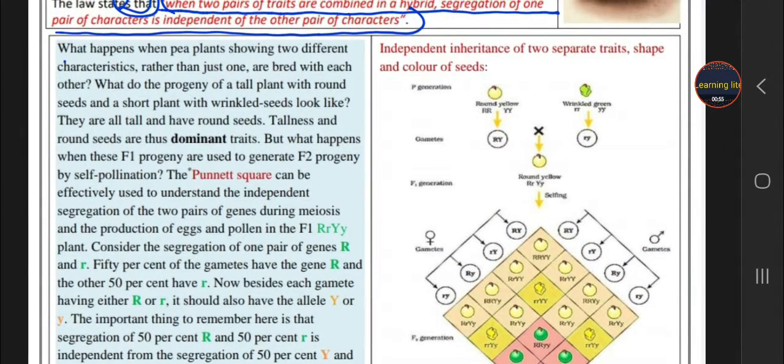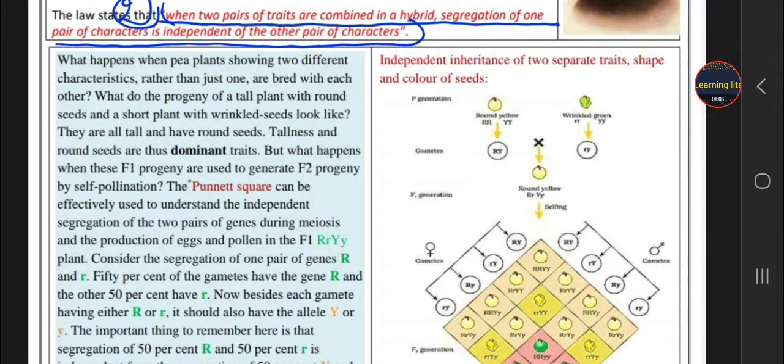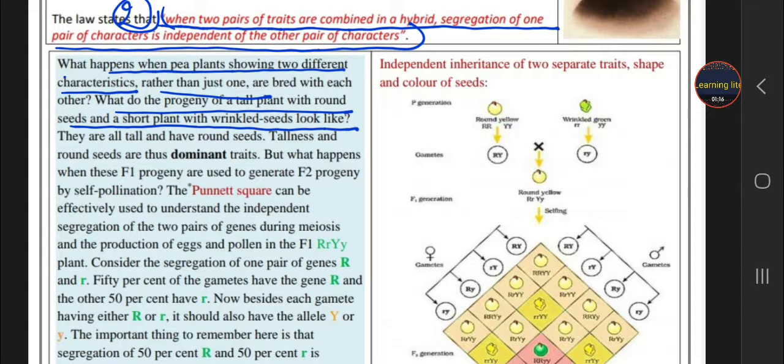Now let's move to the dihybrid cross and how we are able to perform that dihybrid cross in an easy Punnett square. What happens when the pea plant shows two different characters rather than just one? What do the progeny with round seed and the short plants with the wrinkled seed look like? So there are so many questions, students, but we know the tallness and the round seeds are dominant traits.